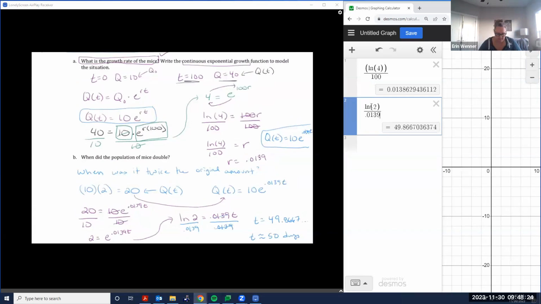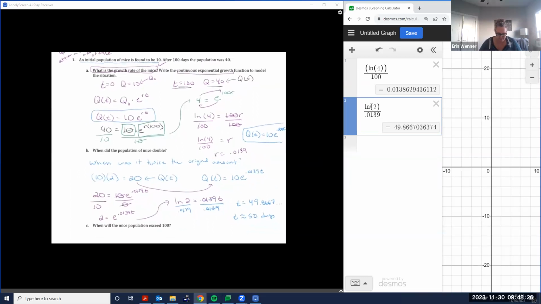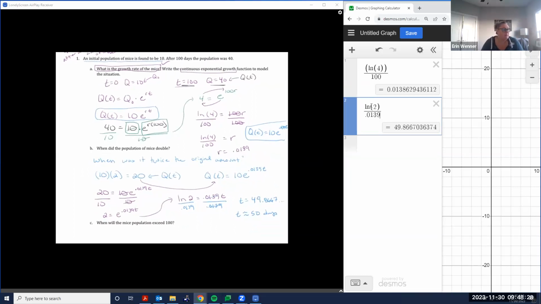So part C, I'm just going to zoom out just a little bit. Part C says, when will the mice population exceed 100? So if we're looking at the population exceeding 100, we're looking at when is Q of t greater than 100? Well, we can't have a partial mouse, right? We can't have, well, when is it 100.5? So if we're looking for it to exceed 100, we're going to let Q of t equal 101.